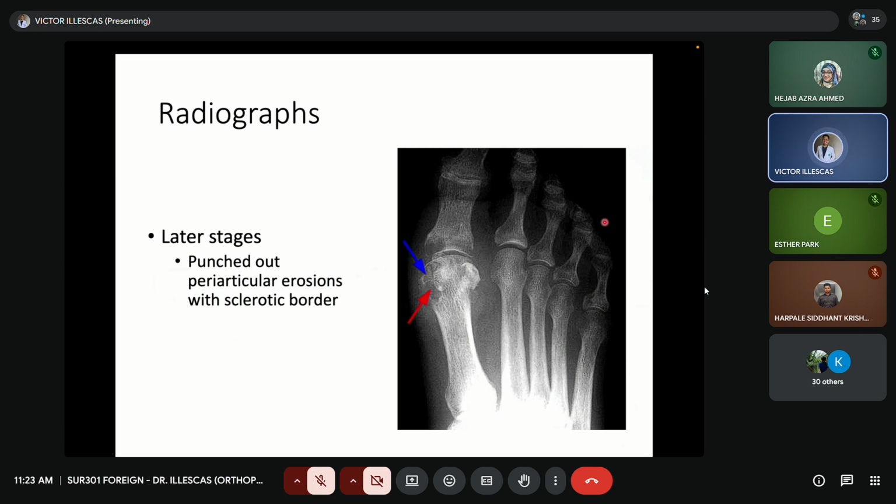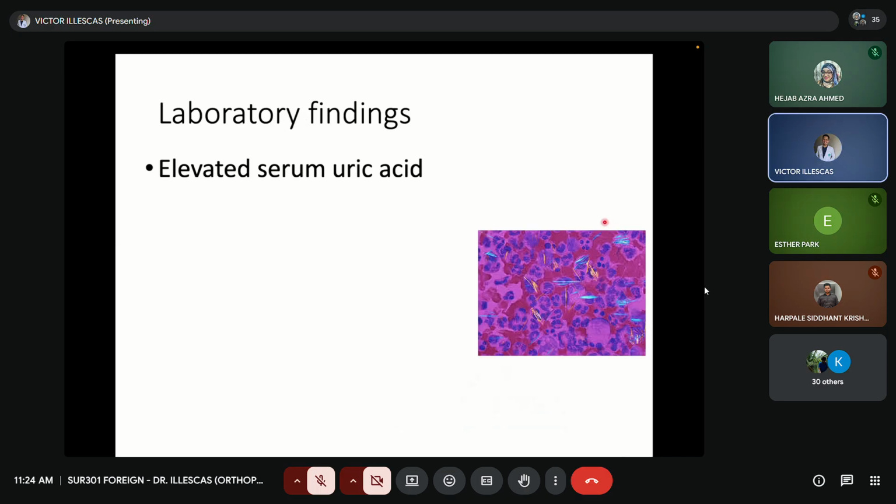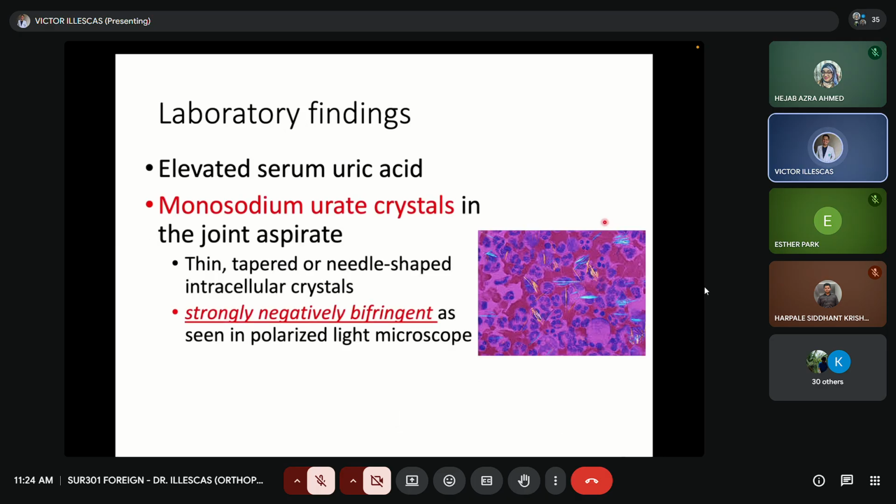You see here the punched out periarticular erosions with sclerotic border consistent with gout. And when you aspirate the joint and you place the aspirate in the microscope, you see the MSU crystals, which are strongly negatively birefringent.